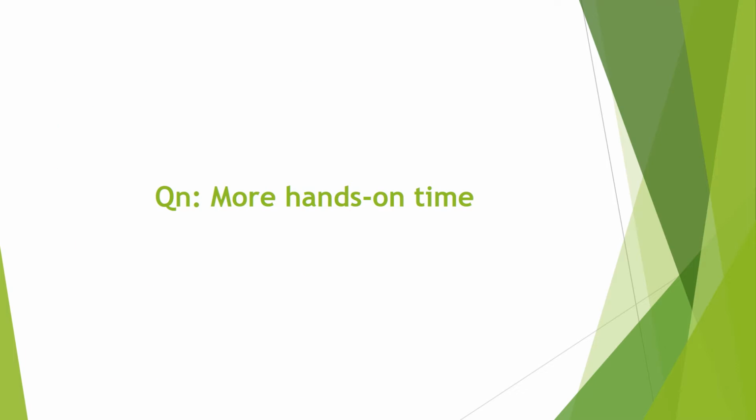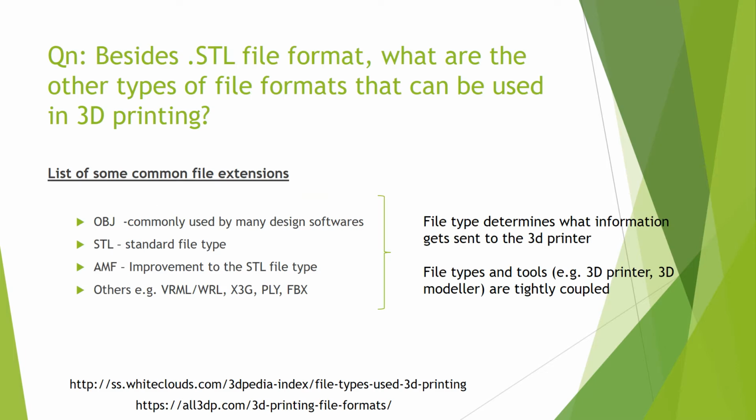So the next question was, beside the .stl file format, what are the other types of file formats that can be used in 3D printing? I think this question is quite difficult actually, and I don't have much experience in it because I mainly use the .stl file format. Based on what I can research from Google, the common file extensions are OBJ and AMF. There are others as well like VRML and all the others.